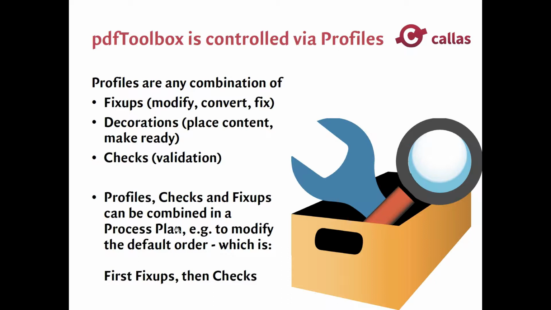Important to understand when you edit profiles is that whenever you execute something, first fix-ups are applied. So first the PDF file is modified and then checks. If a profile has fix-ups and checks, then first the fix-ups are executed so that the PDF file is modified, and then the PDF file is checked according to the checks in the profile. If you want to modify that order, you can do that, but then you would have to use a process plan. And we will cover process plans briefly at the end of this brief session.